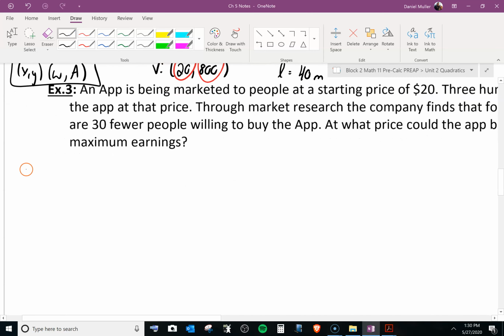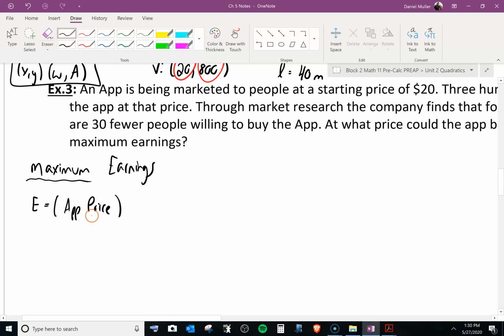So there's the word maximum again. I'm going to write that off to the side. Maximum earnings. So that's what we're trying to find. Your earnings, like anything that you ever try to sell, will always be the price. So the app price, how much earnings depends on what is the price that you're selling for, and then the number of purchases. So what's the price you're selling for and how many people actually bought it? That's what we're looking at maximizing.